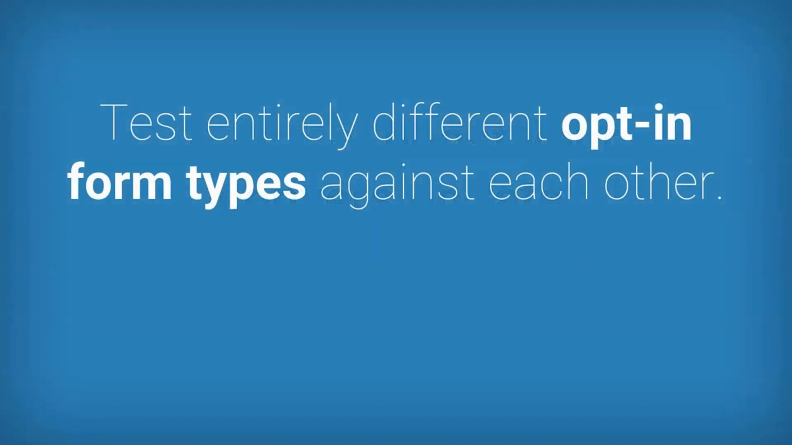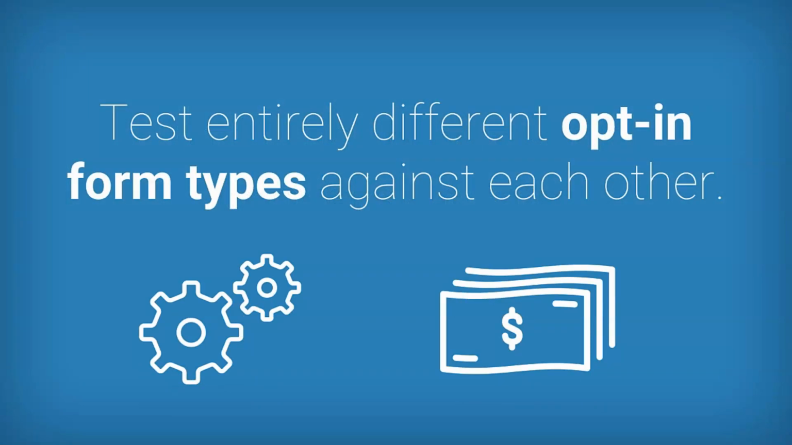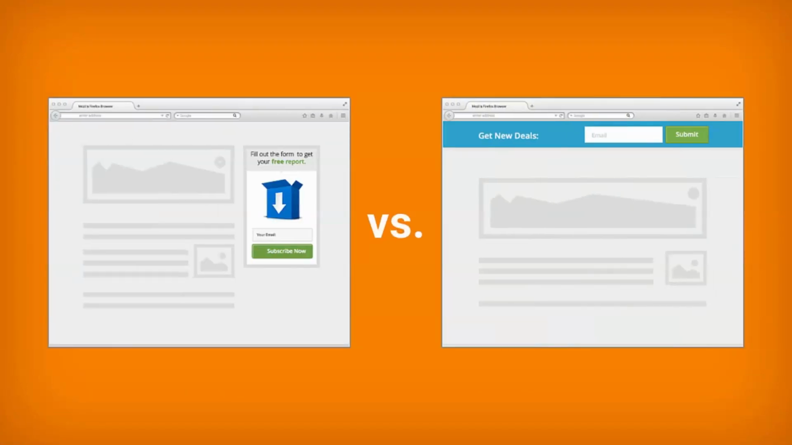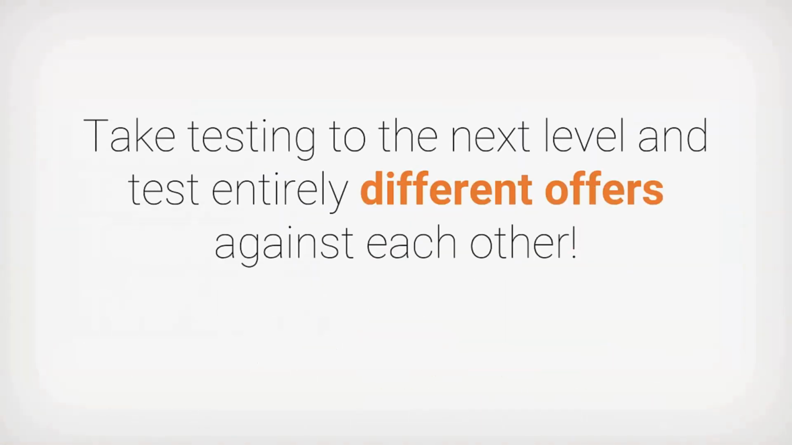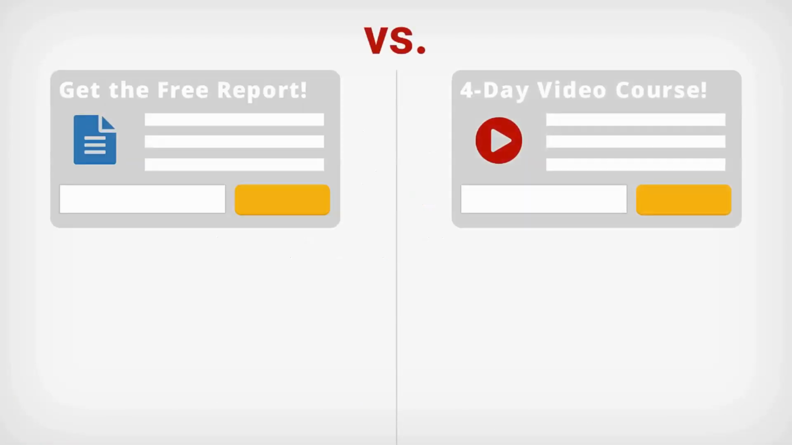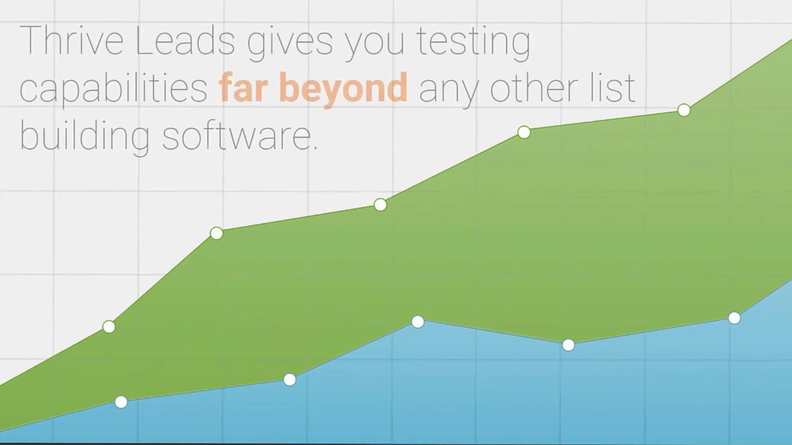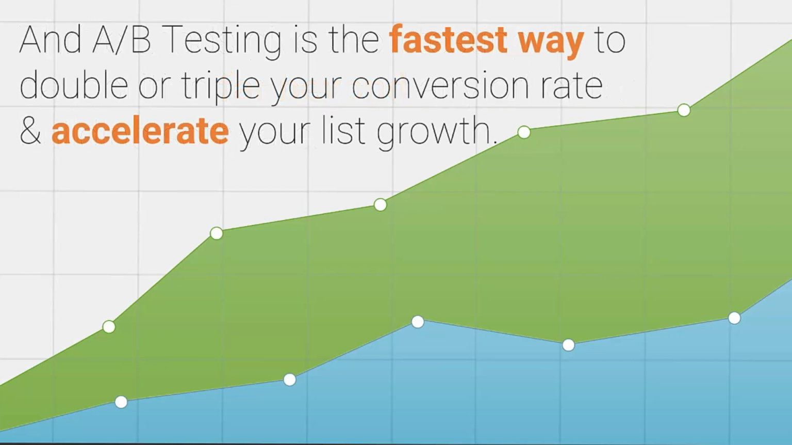You can even test entirely different opt-in form types against each other, something that used to be technically difficult and costly. For example, test a pop-up lightbox against a slide-in form, or test a sidebar widget against a ribbon, or any other type of form you can think of. With TL, you can also take testing to the next level and test entirely different offers against each other. You can connect different test variations to different mailing lists and different follow-up sequences to find out which ones yield the best results for your business. The bottom line is, TL gives you testing capabilities far beyond any other opt-in software, and A/B testing is the fastest way to double or triple your conversion rates and accelerate your list growth.